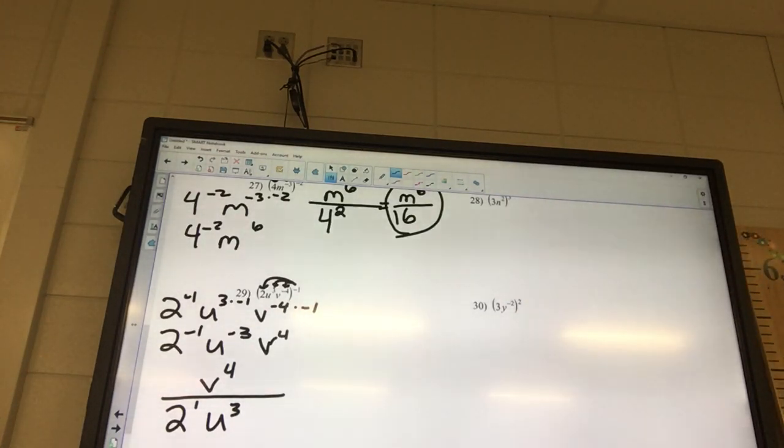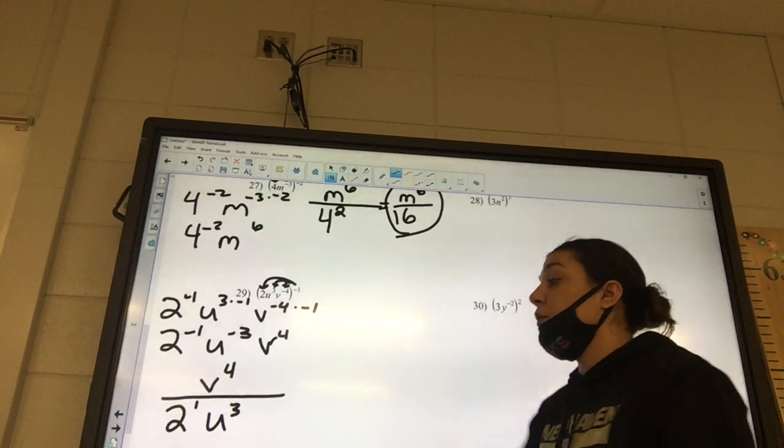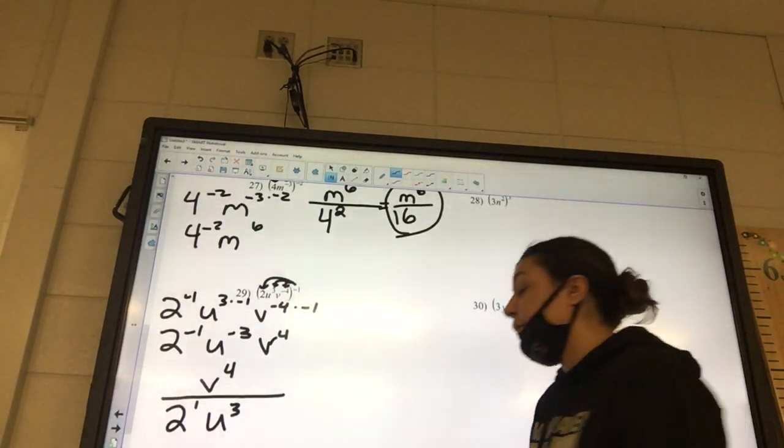Okay, and then always your last step is going to be figure out what is that power. So what is 2 to the 1 power? 2. Yeah, it's just 2 still. Okay, so, but 2 to the 1, you can kind of leave it, so it doesn't really matter.